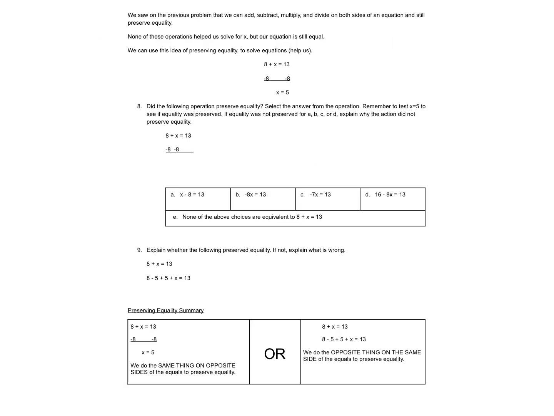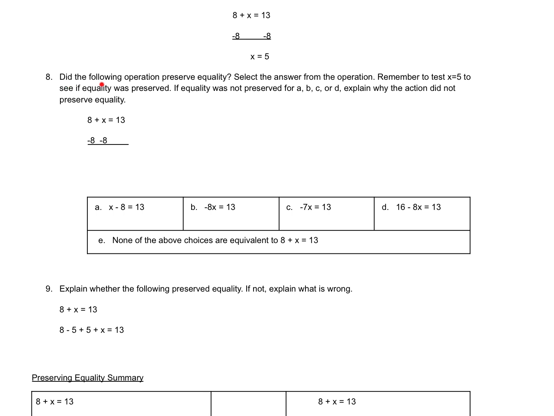Let's take a look at number 8. Did the following operation preserve equality? Select the answer from the operation. Remember to test x equal to 5 to see if the equality is preserved. If equality is not preserved for A, B, C, or D, explain why the action did not preserve equality. So I have 8 plus x equals 13. I subtracted 8 and subtracted 8.